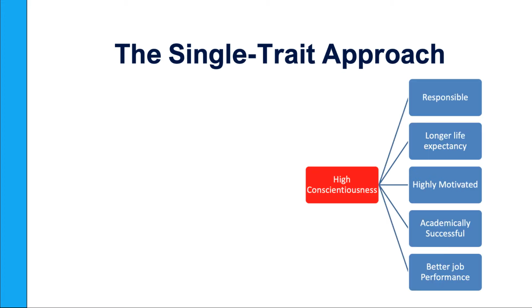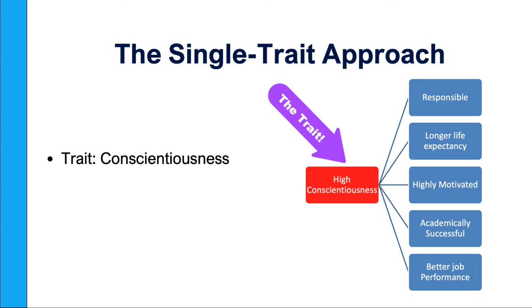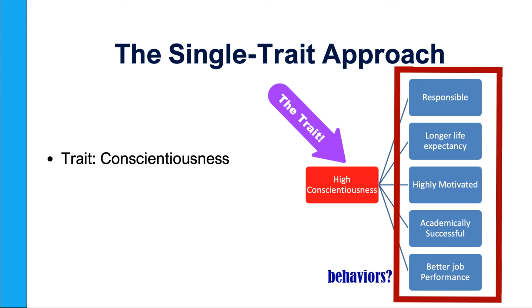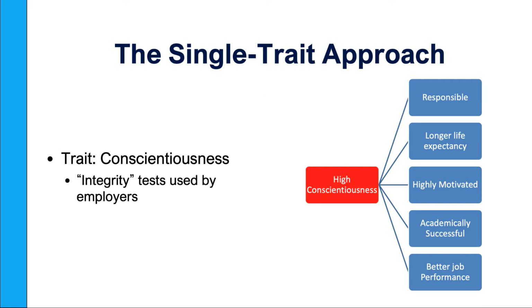Here's another example, and this is using conscientiousness. Studying conscientiousness using the single trait approach would just involve measuring the trait of conscientiousness and then determining which behaviors would be associated with high levels of conscientiousness. Now, this is often done if you've ever worked in retail. Sometimes you've had to take some sort of an assessment as part of your job interview. Those assessments are often integrity tests, and integrity tests are essentially measuring the 5-factor trait of conscientiousness.